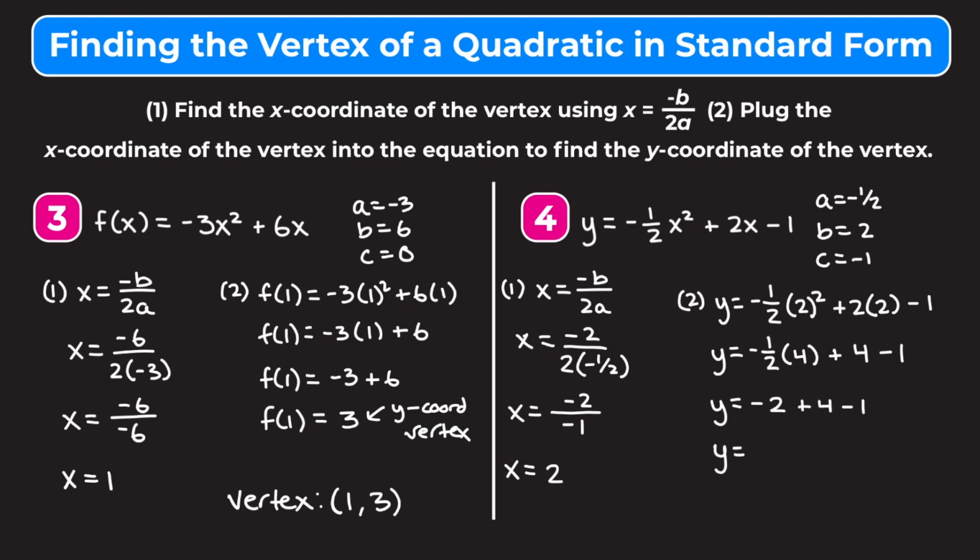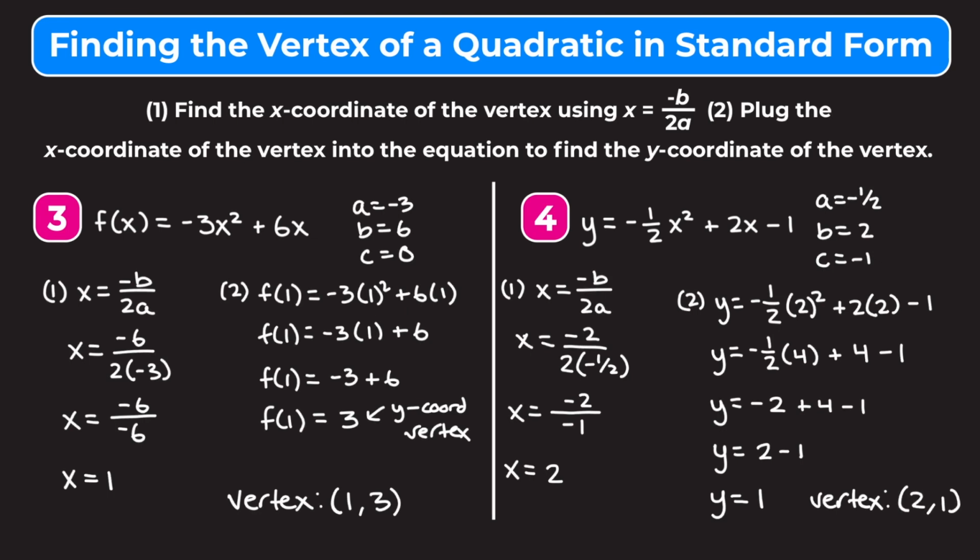And now we're just going to combine the numbers on the right side. Negative 2 plus 4 gives us 2. We have 2 minus 1. 2 minus 1 is 1. So we get that our vertex is the point 2, 1.